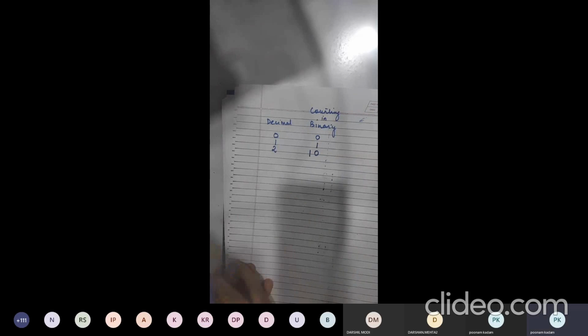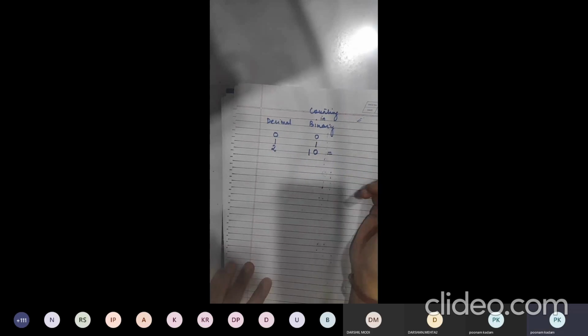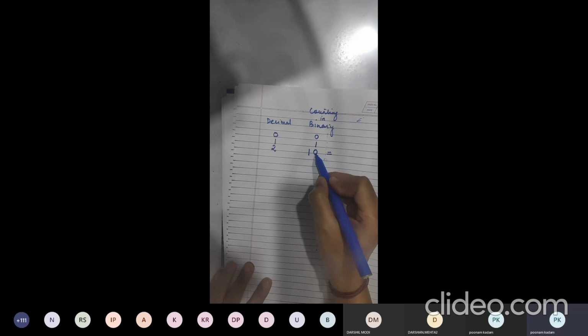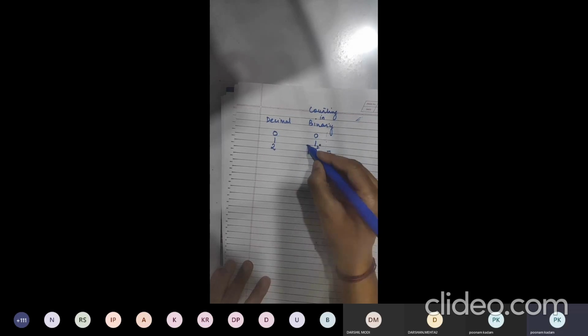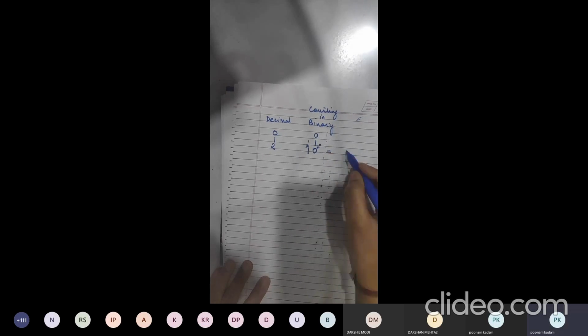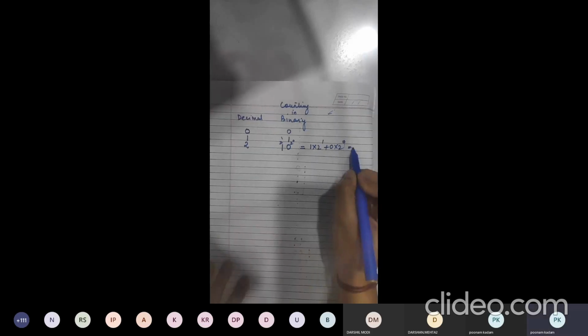Okay. You can verify this. You know how to find the value of a binary number, right? Every bit is associated with its weight. The weight of the least significant bit is 2 raised to 0. The weight of the second bit is 2 raised to 1. So what you get is 1 into 2 raised to 1 plus 0 into 2 raised to 0, which means 2, right?